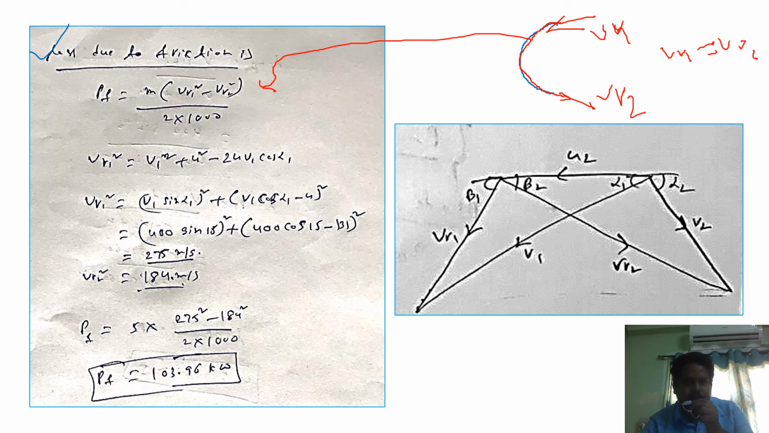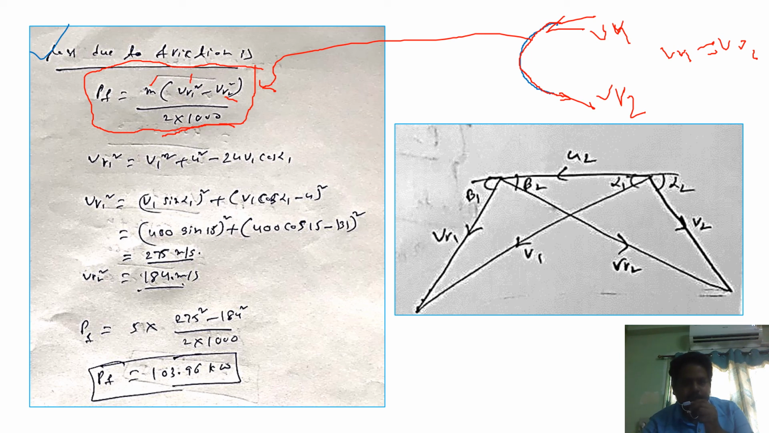frictional force equals m into (VR1 square minus VR2 square) divided by 2 into 1000, where m is the mass flow rate, VR1 is the relative velocity at the inlet of the blade, and VR2 is the relative velocity at the outlet of the blade. We already discussed this equation in one of our previous classes. The same equation I am using to find the friction.